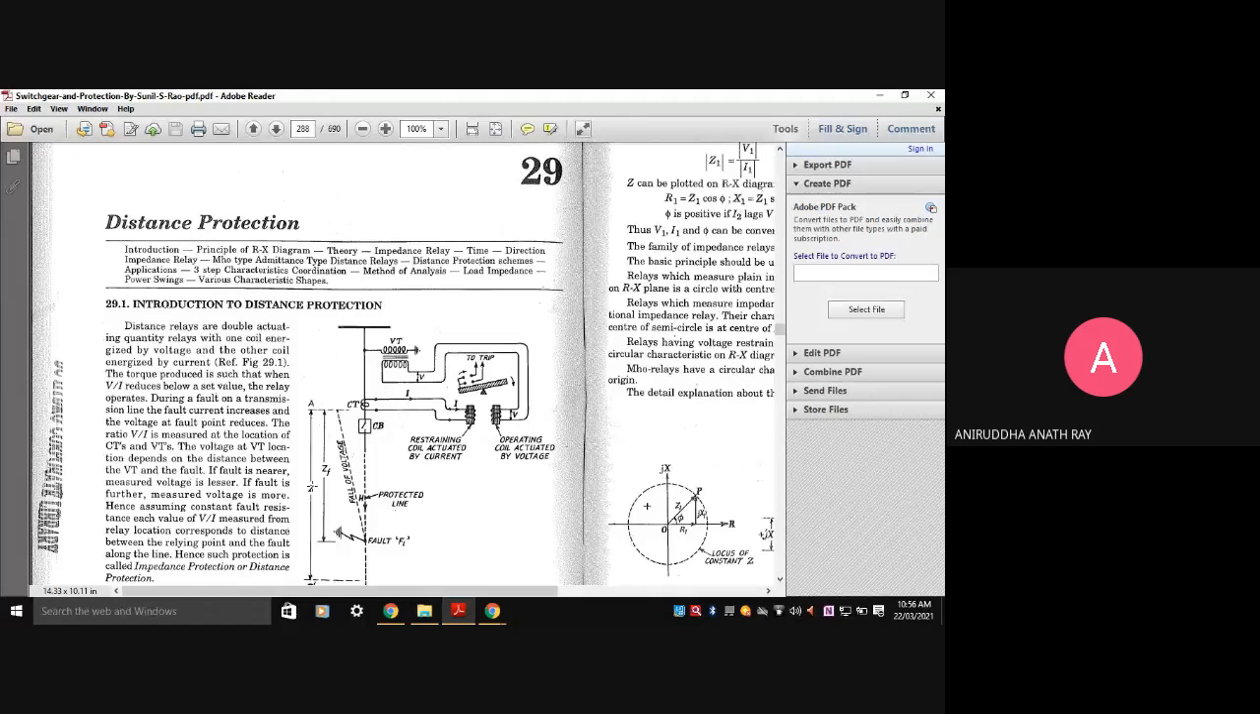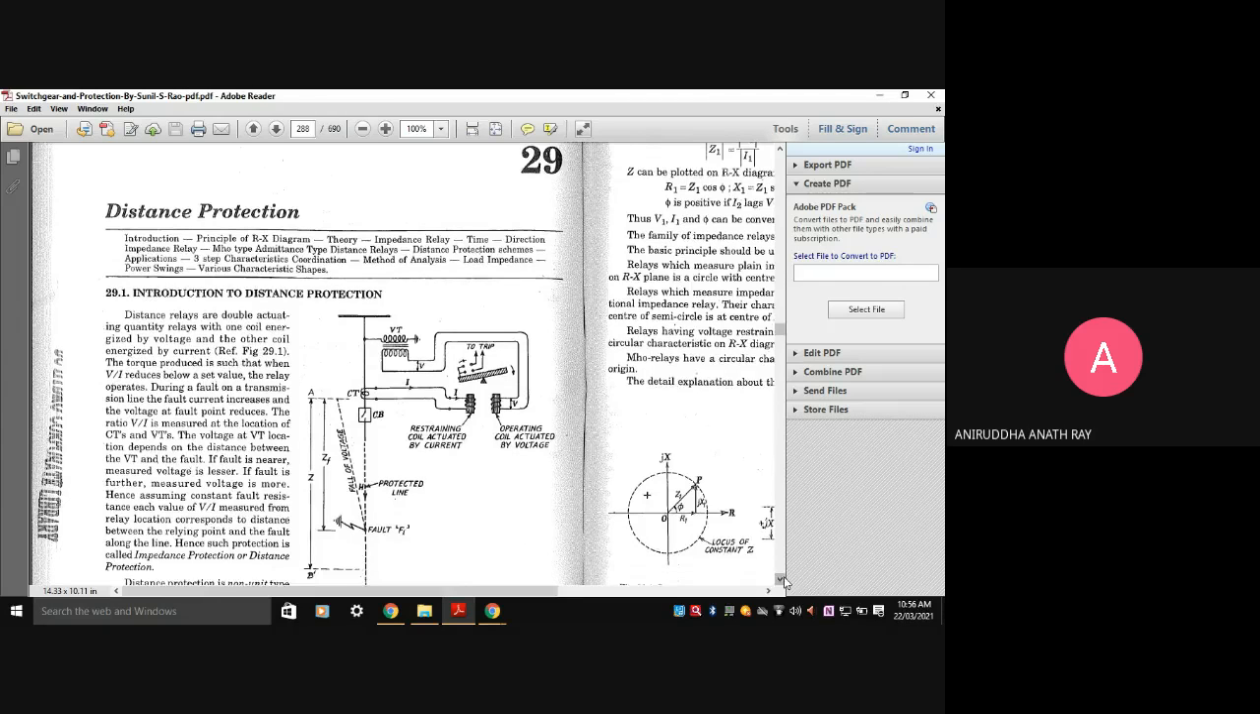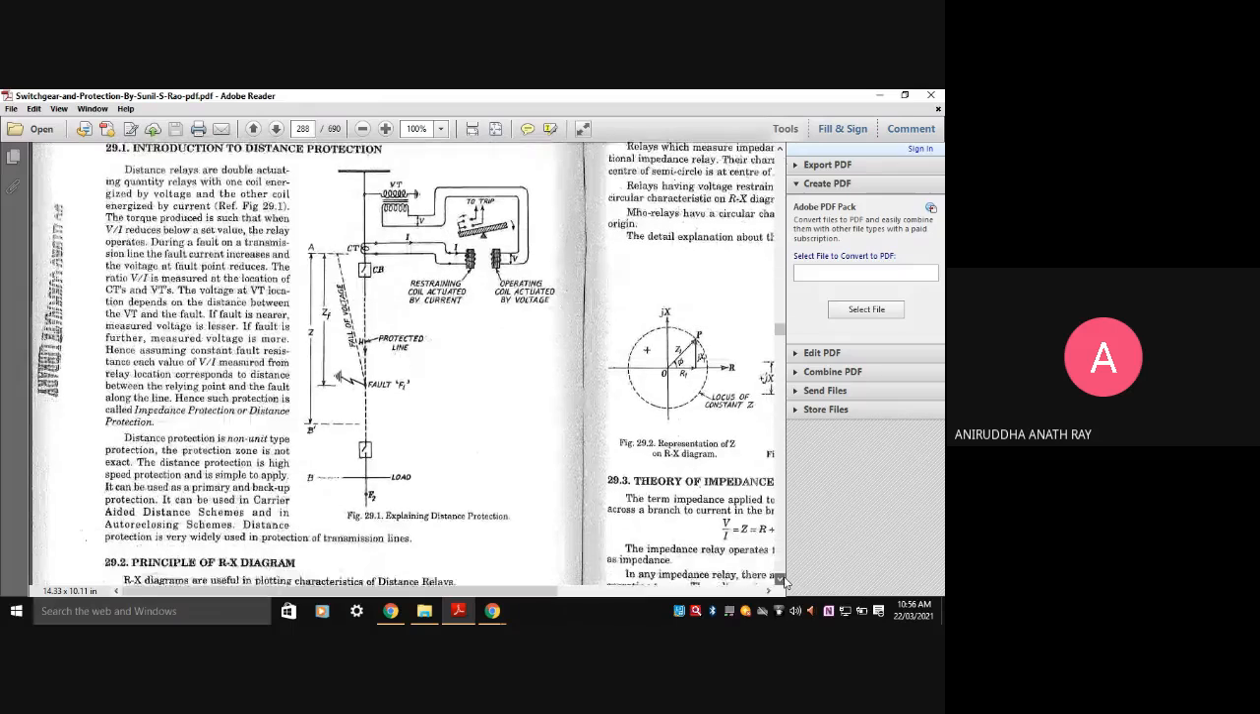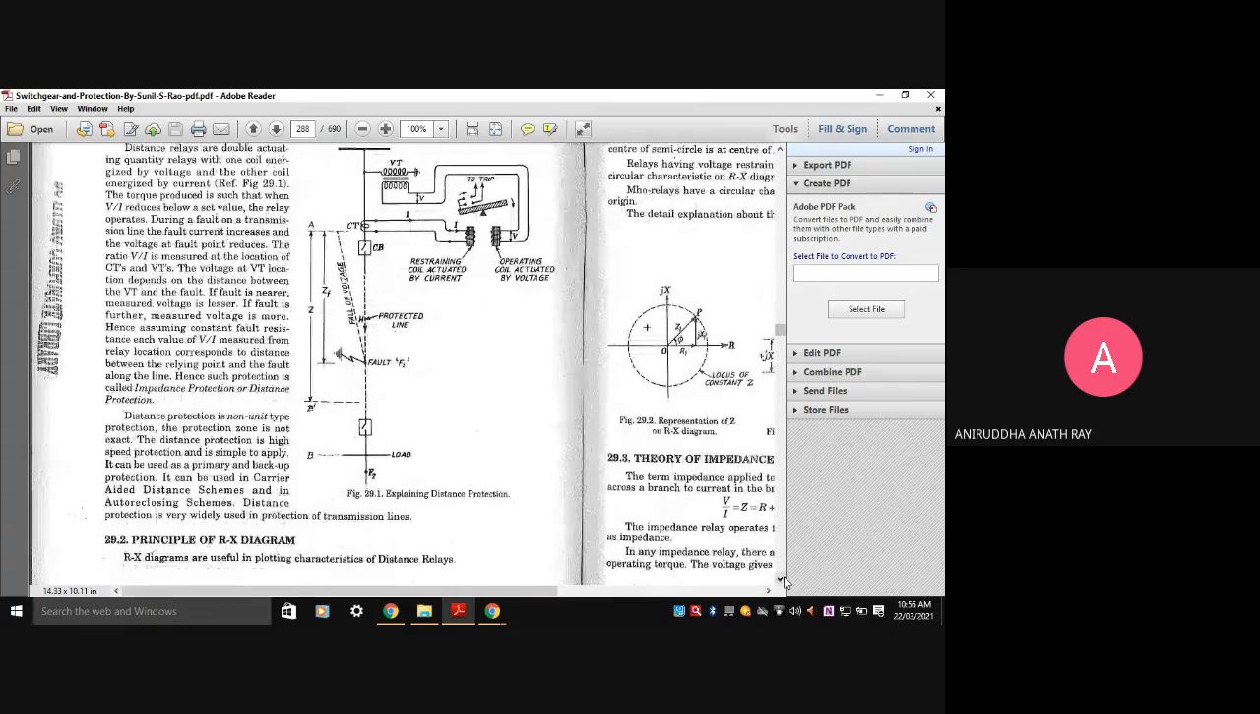During a fault, the voltage at the fault point reduces and the current increases. So if the fault is near, the measured voltage is less, because if the fault is further, the measured voltage is more. Hence, assuming constant fault resistance, each value of V by I measured from the relay location corresponds to the distance between the relay point and the fault along the line. Hence, such a protection is known as impedance protection or distance protection.